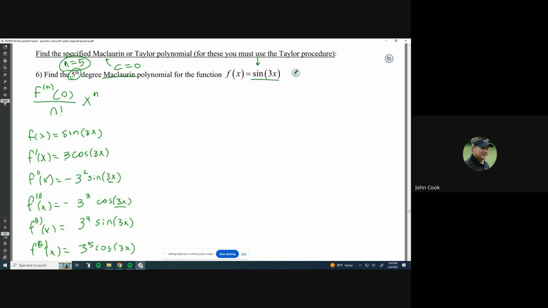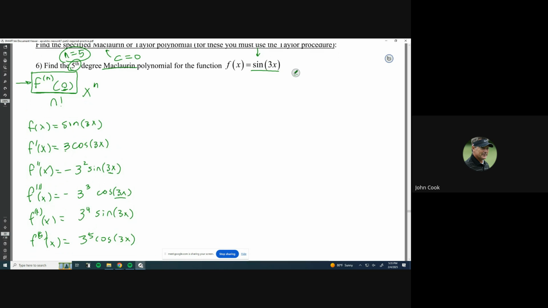Next, I need to use the center value, so 0, and plug that in. So I'm right now constructing this part right here of my Taylor polynomials. So next I plug in 0. So f of 0, f prime of 0, f double prime of 0, f triple prime of 0. So the third derivative with 0 plugging in, the fourth derivative, I'm going to plug in 0. And then the fifth derivative, I'm going to plug in 0.